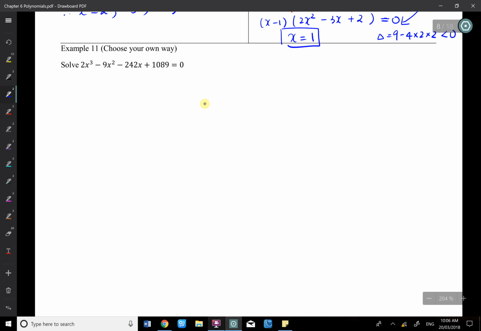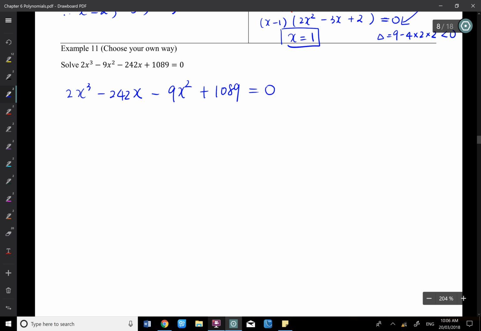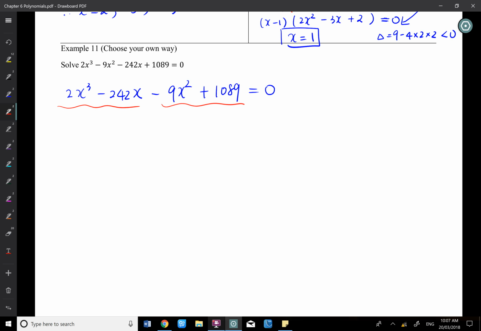2x cubed minus 2 for 2x and minus 9x squared plus 1089 equals 0. Yeah, like that. So we group those two and we group those two. Why do we think about grouping? Because the number is too large. I don't want to use the box method to try them. It's too hard to do, and it's also hard to find the factors.